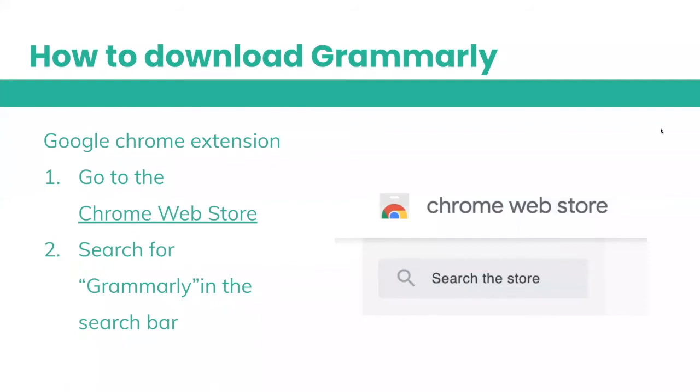Now I will be going over how to download Grammarly, specifically the Google Chrome extension. So the first step is to go to the Chrome Web Store, and you can either do this by searching up just Chrome Web Store in your browser, or you can click on the underlined link when you get the copy of the presentation. And then once you get to the site, you can search for Grammarly in the search bar. And this screenshot to the right here is just outlining what the search bar looks like. So look for this little search the store icon when you get to the site.